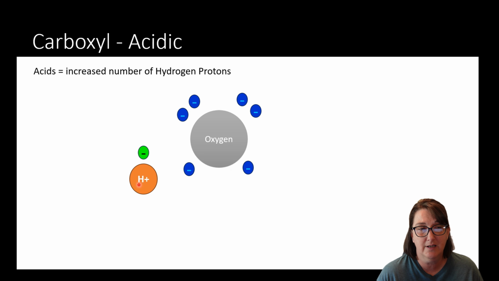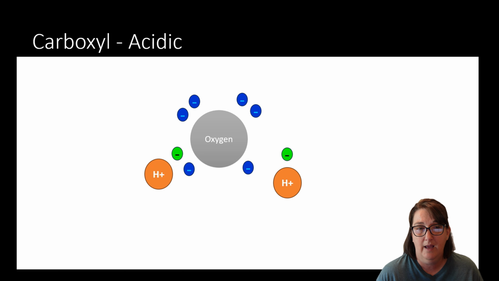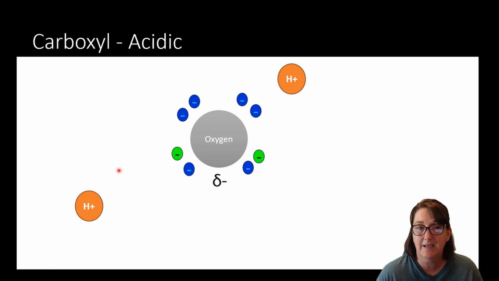So a hydrogen is going to come in and another hydrogen is going to come in. This oxygen is going to try to pull those electrons towards it, and it's going to bring in those electrons. What's going to happen is oxygen is going to pop off these hydrogen protons, but it's going to keep the electrons. So now just the hydrogen protons are in the solution, and that makes a solution acidic.